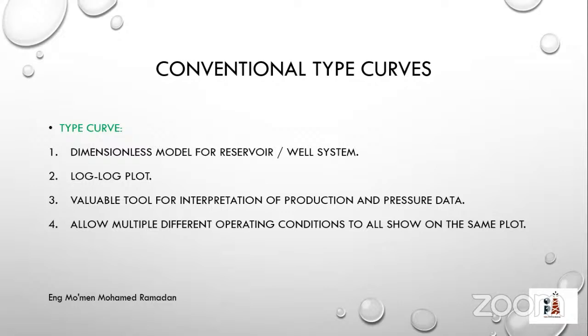It is a valuable tool for the interpretation of your production and pressure data, and it allows multiple different operating conditions to all show on the same plot. Maybe we have different operating conditions, like producing with a variable rate or producing with a constant rate. All of these conditions can be plotted on the same plot, the same type curve.